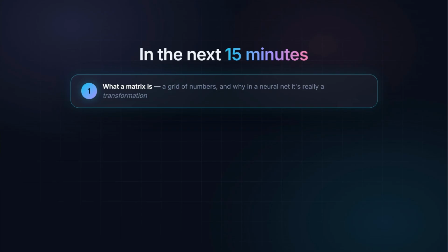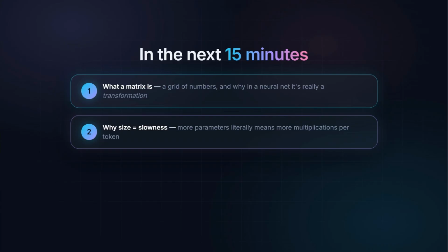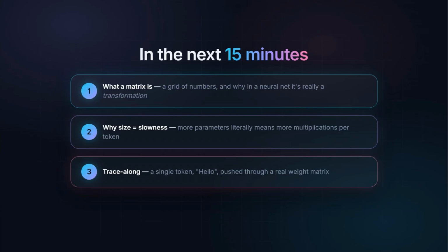In the next 15 minutes, 3 things. First, what a matrix actually is, and why, inside a neural net, it's really a transformation. Second, why size equals slowness, why more parameters literally means more multiplications. Third, we trace a single token, "hello", through a real weight matrix step by step. By the end, you'll know exactly why your GPU is screaming when you run inference.